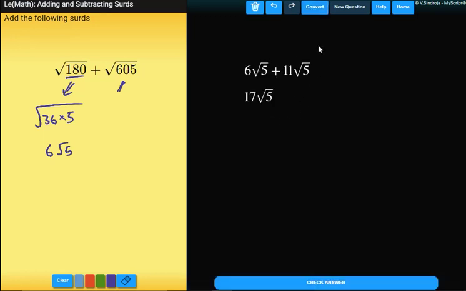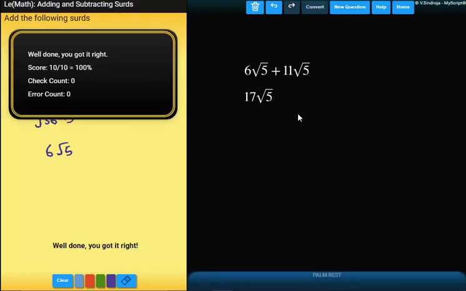Let's check that. There you go, we got it right. So the idea is you can only add together the same surds, so you need to simplify them if you can until you get the same surd.